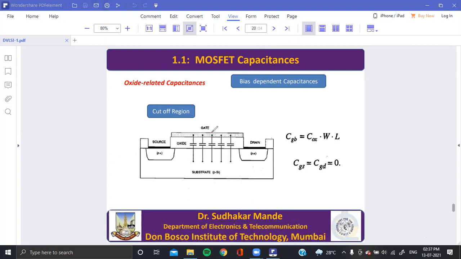There exists a capacitance between only gate and substrate. And that capacitance is given by Cox multiplied by W and L, because the entire L comes into the picture, the full L and this W. But gate to source, gate and substrate, no capacitance because no charge comes in this. And gate and source also zero. So this capacitance is zero.